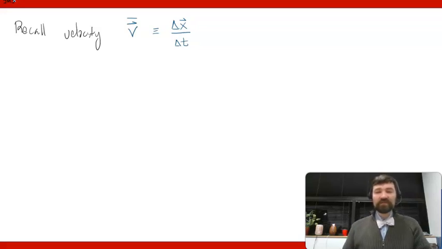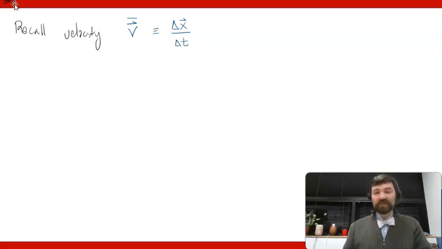Okay, that means that if I have a displacement of 5 meters to the west over the course of a motion that takes 2 seconds, then my average velocity would be 5 over 2, that's 2.5 meters per second to the west.